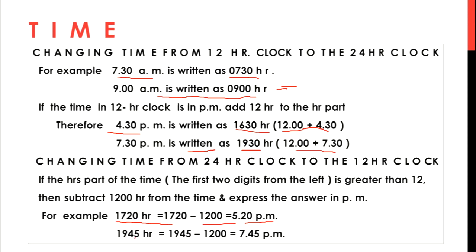And 1940 hours, naturally this is the time after noon, therefore subtracting 12 from it, it gives 7:45 of the evening.